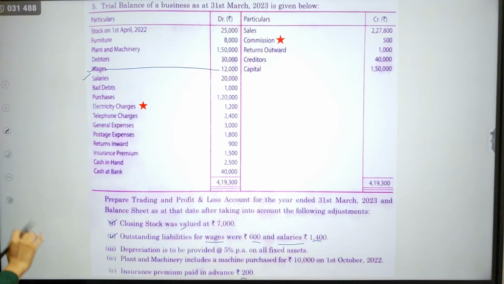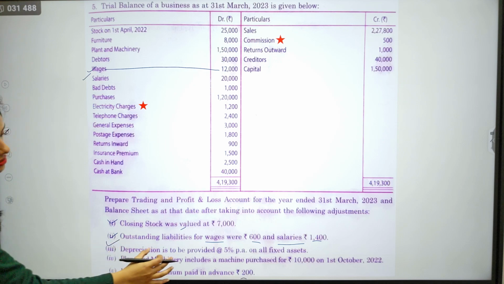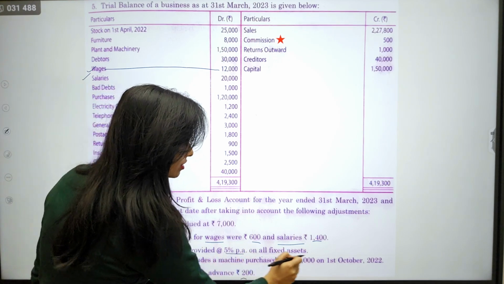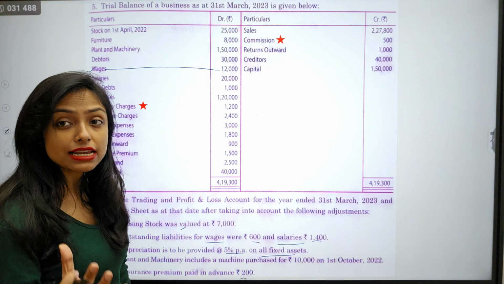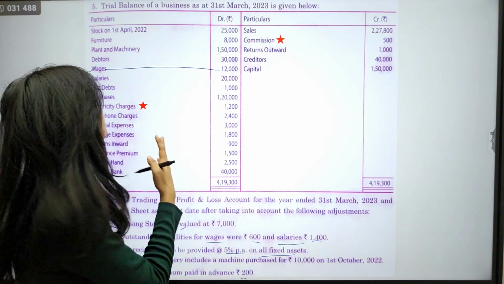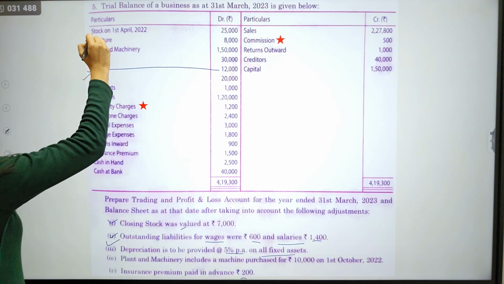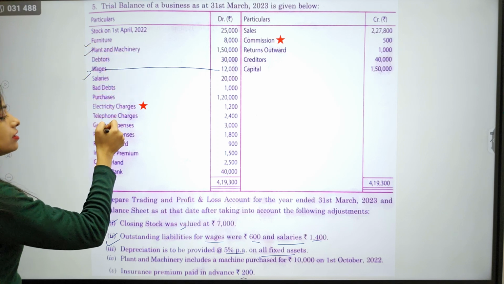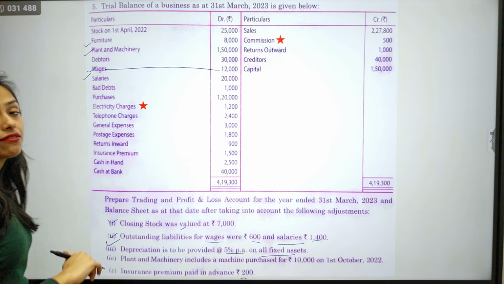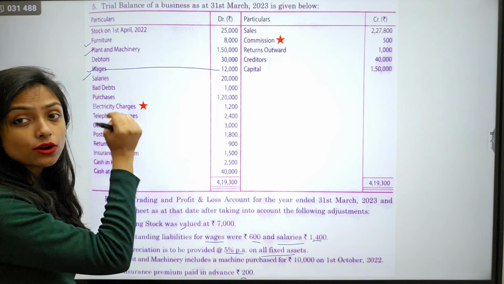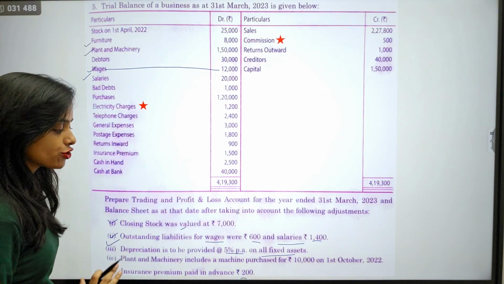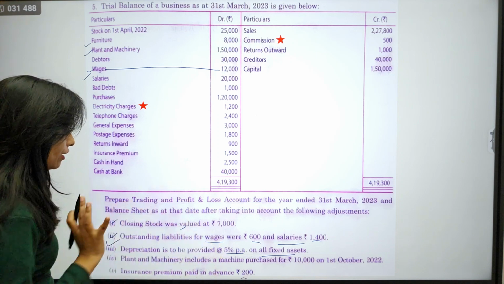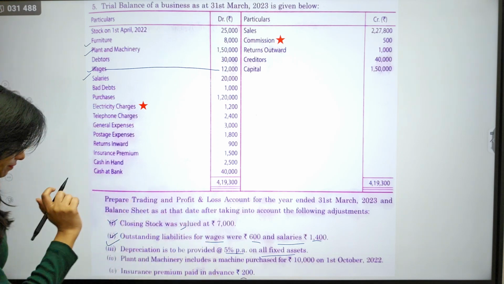Fine. Next one, depreciation is to be provided at the rate of 5% on all the fixed assets. So first we'll have to find out what all fixed assets we are having over here. Let's see. First one is furniture and next is plant and machinery. Let's see whether we have any other. We don't have any other fixed assets. So these are the two assets that we are going to provide depreciation on. At what percentage? 5%.